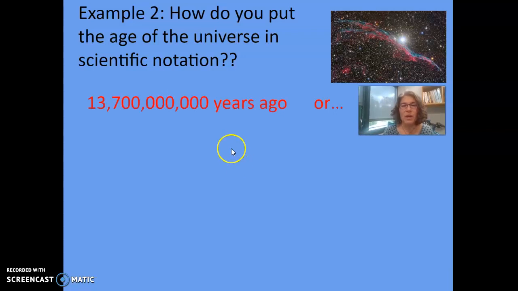So here's our value. Notice that the decimal is not shown, but if we were to put it in, it's going to be right here to the right of the last zero. 13,700,000,000 years ago can be expressed as 13.7 BYBP, or billions of years before present as well. We'll get into that notation in a moment.